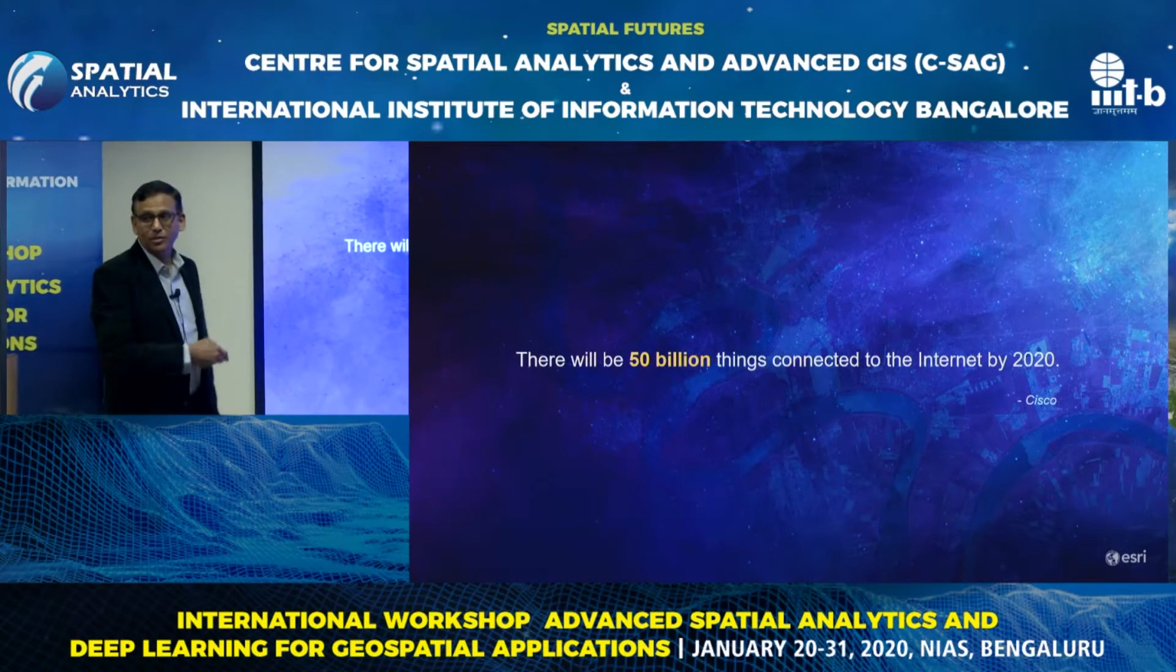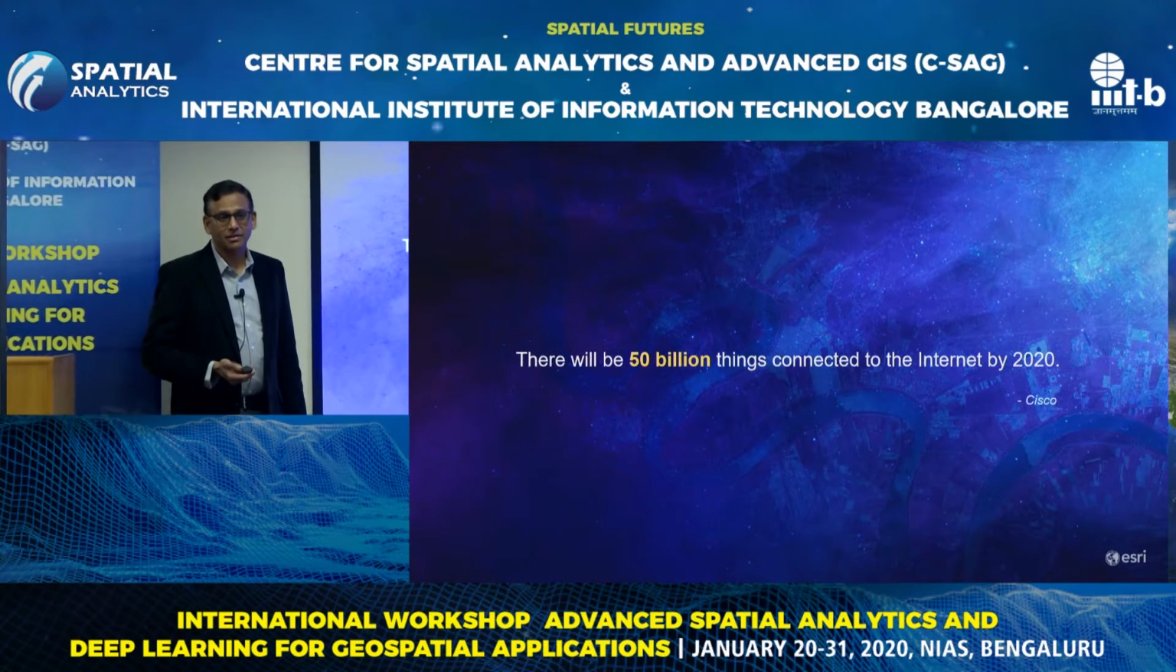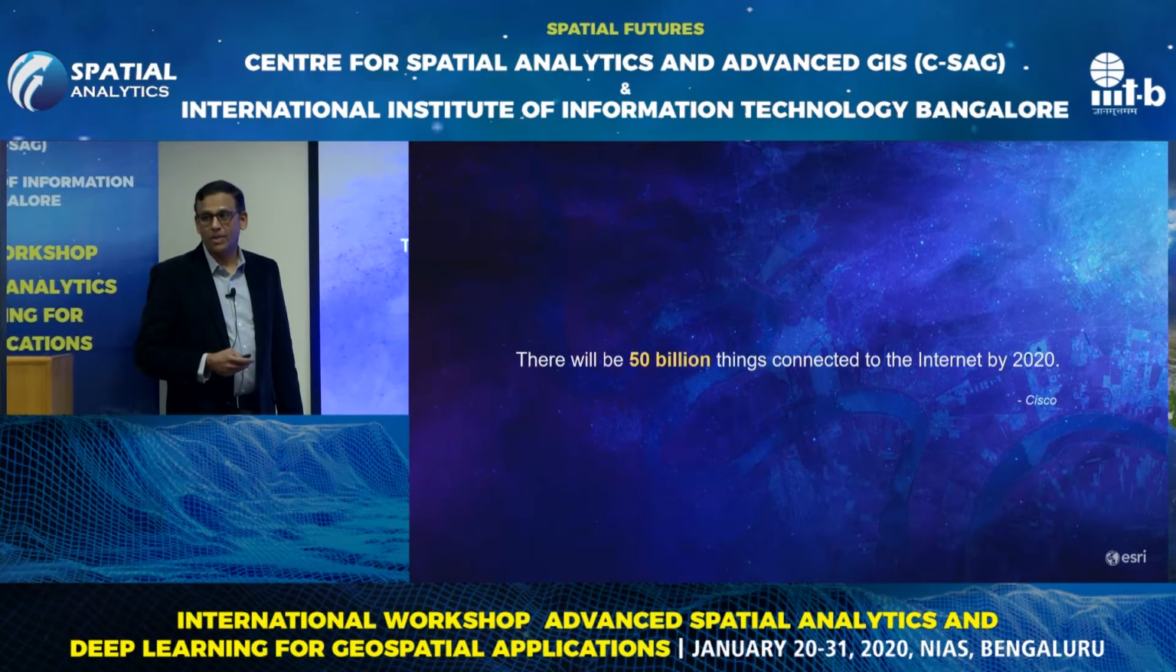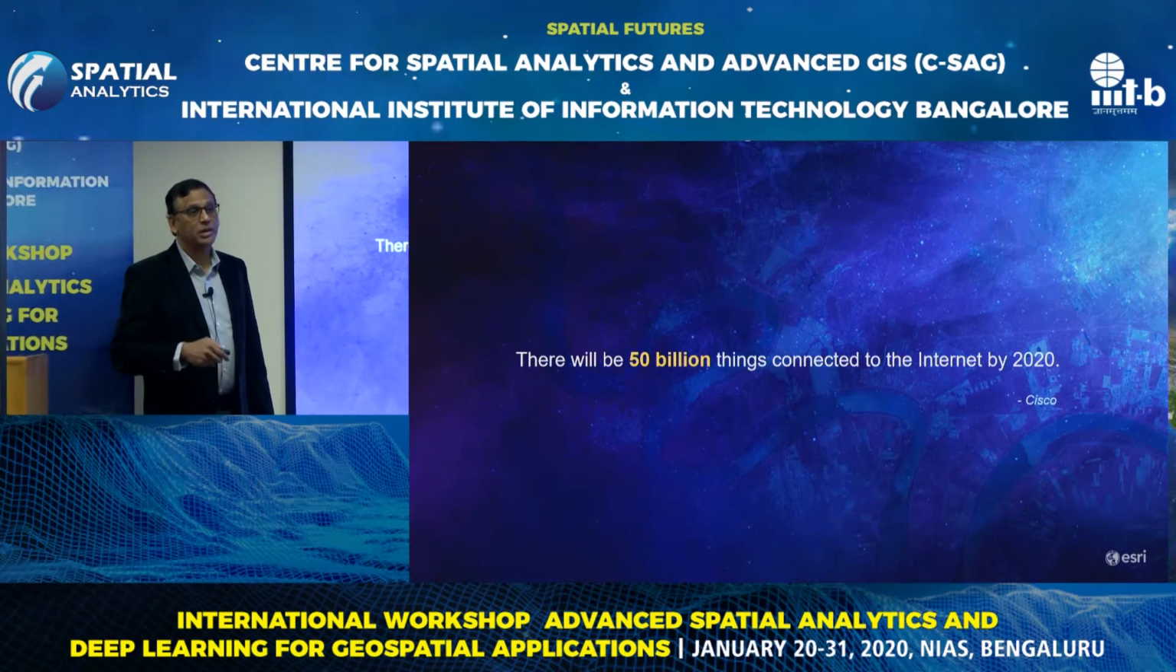Another thing is just the number of things that are going to be connected and internet enabled, right? It's a pretty large number, 50 billion. It's a lot more than the people who live on the planet, right?